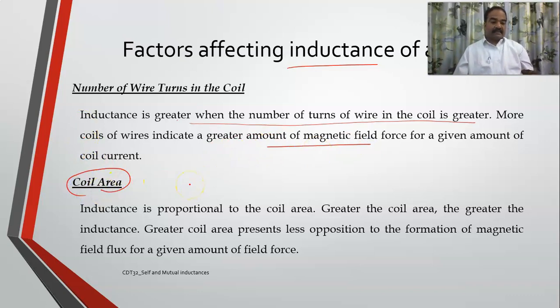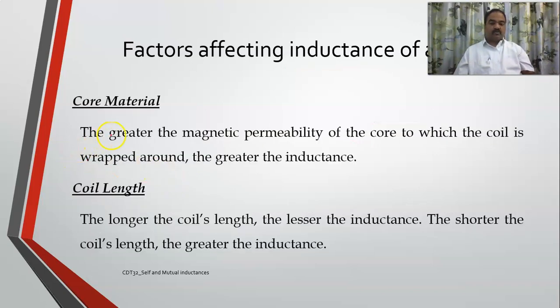If coil area is higher, then automatically the inductance will also be higher, because you will be getting a larger area for developing flux. The next one is core material. There are some materials which will allow the magnetic field to pass through them. Ferromagnetic materials are more magnetic in nature, so those materials will add to your self-inductance.